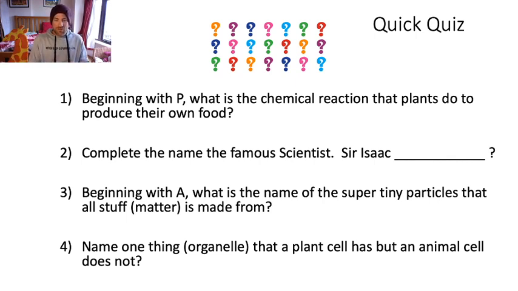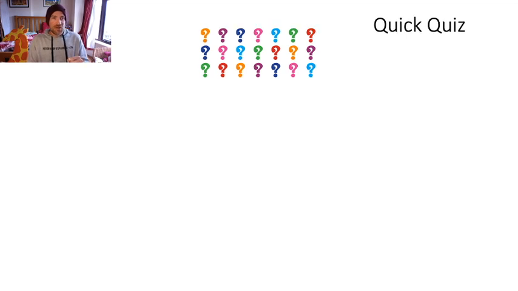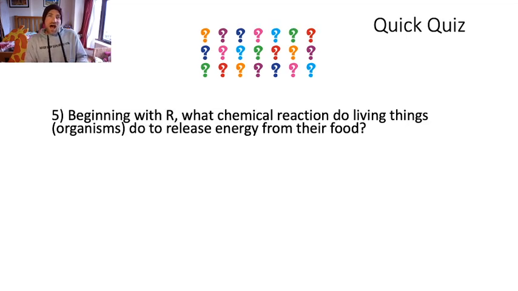Okay. Right, question 5. Beginning with R this time. What chemical reaction do living things, so that is organisms, do to release energy from their food? So what chemical reaction do living things do to release energy from their food? Beginning with R.